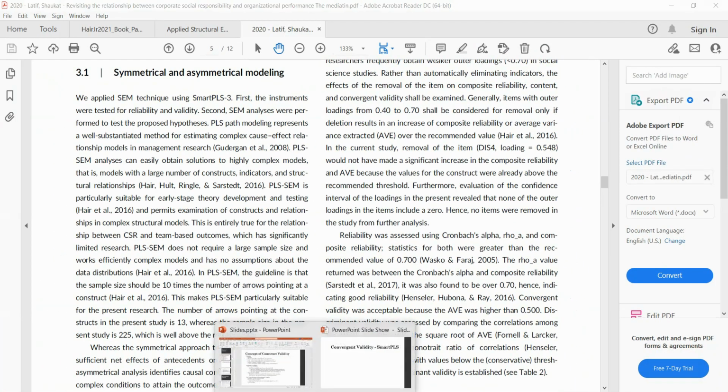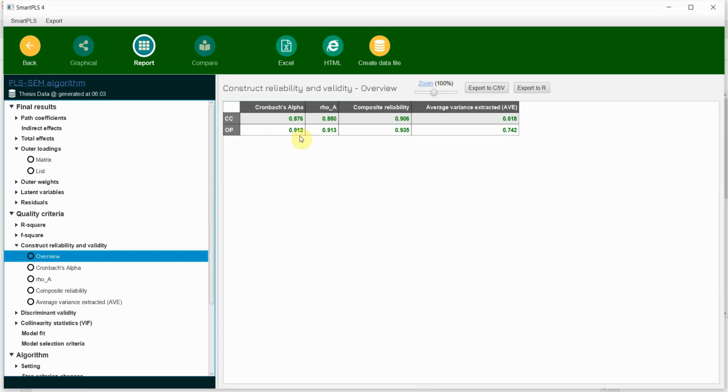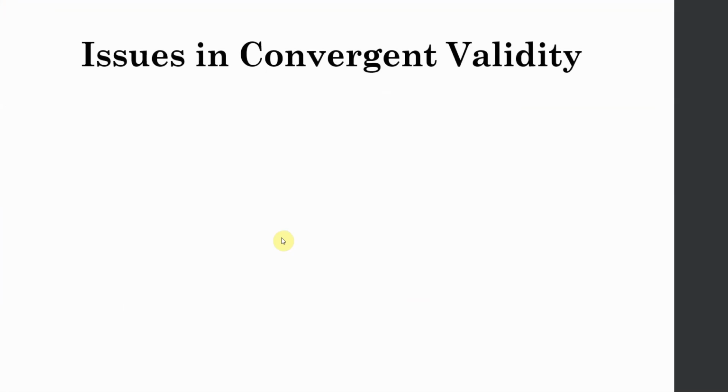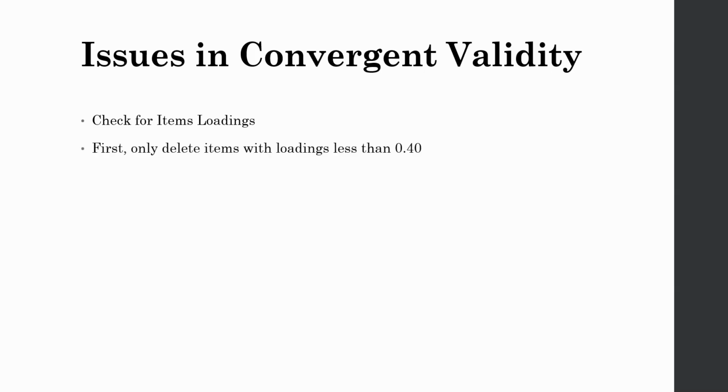Now that you have established convergent validity through average variance extracted, again let's focus on the issues. What are the issues in convergent validity? One of them is low AVE. And what happens? What shall we do? You should first check for item loadings, as we did. First, only delete items with loadings less than 0.40 if there are any. Next, if this does not solve the issue, remove items that are less than 0.50.